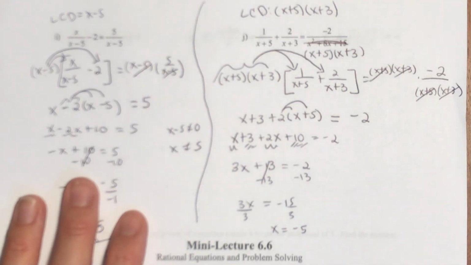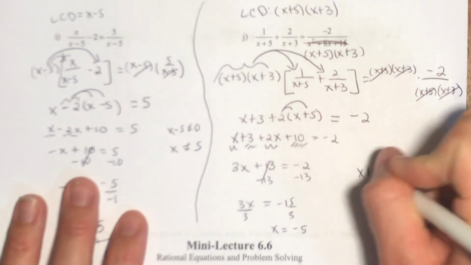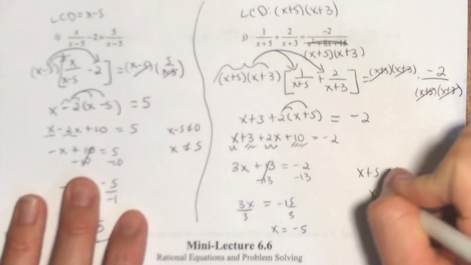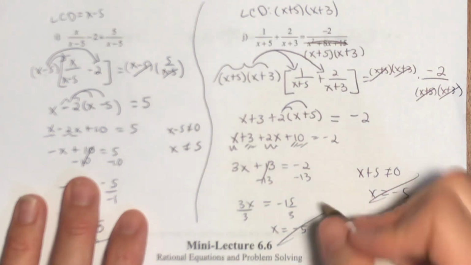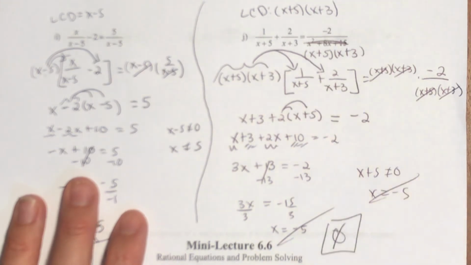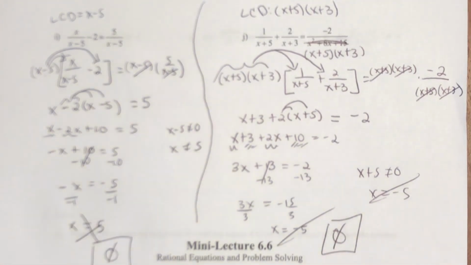We need to check that. So the one denominator, x plus 5, can't equal 0. X can't equal negative 5. Since they match, again, no solution. Okay, so the last two examples showed you when we have to cross off the solution, and you may end up with no solution. All right, so that's the end of 6.5.